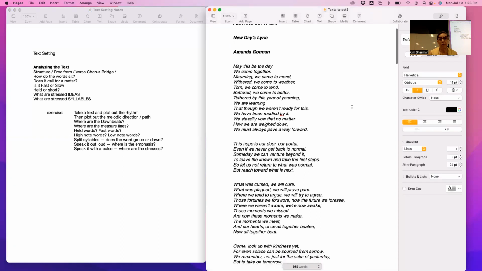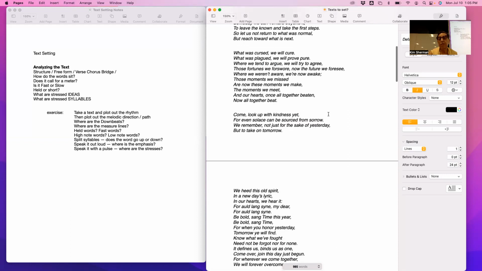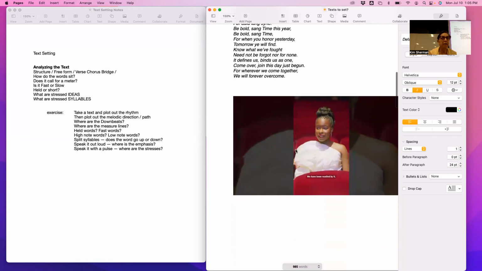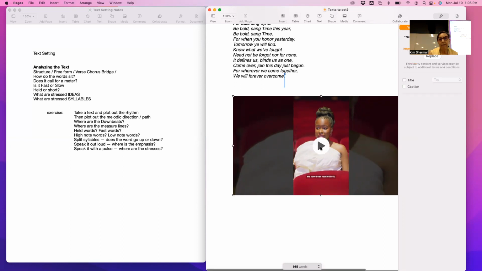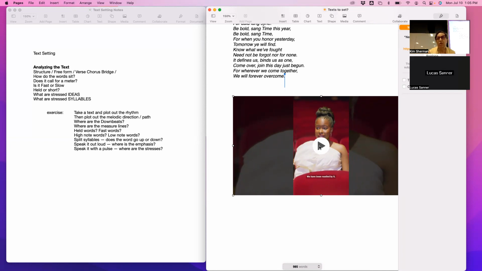There's a beautiful poem by Amanda Gorman. Do you want to hear her speak it? Because she's such a rhythmic speaker. And I feel like I wouldn't set it musically the way she's speaking it. But it's interesting to hear her speak it and the way she approaches it rhythmically.